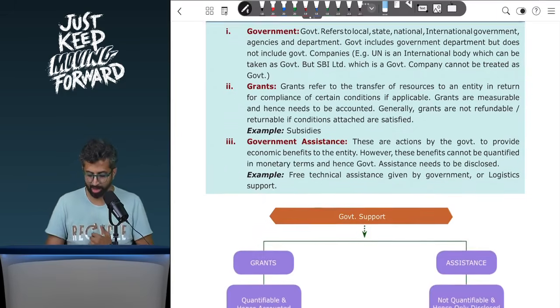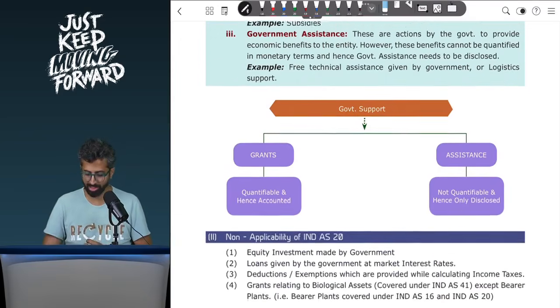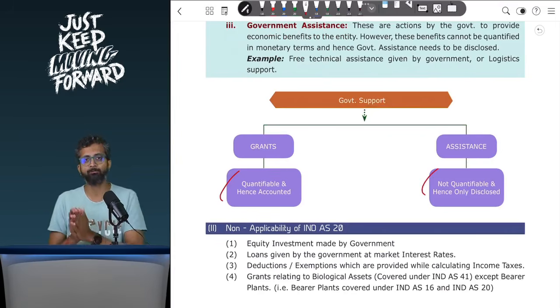So over here, the standard says that in case there is a grant like a subsidy which can be quantified, then you can account for the same. Whereas if there is an assistance which is not possible to be quantified, you will have to give a disclosure for the same. So essentially a grant is something which can be quantified and hence accounted, whereas assistance is something which is not quantifiable and hence it needs to be disclosed.